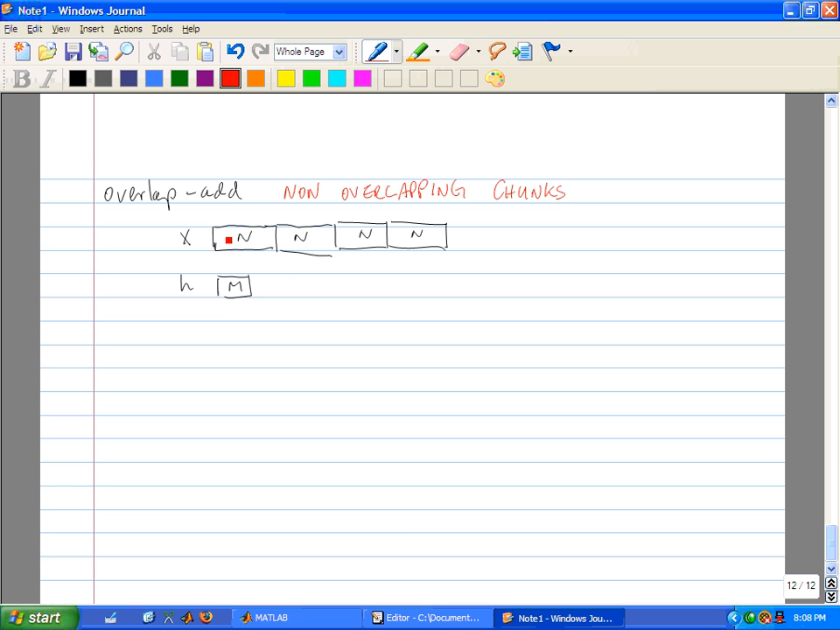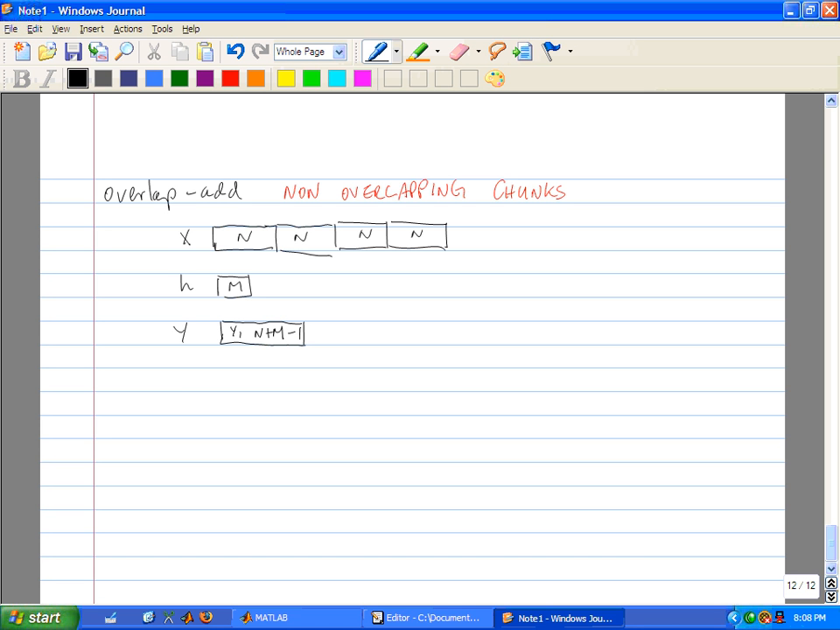So now I'm going to do my linear convolution between x and h. We'll call this x1 and h1. And what does that yield for me? How long is my result? So my first result is going to be this long. We'll say that this is y1 and that has length n plus m minus 1.